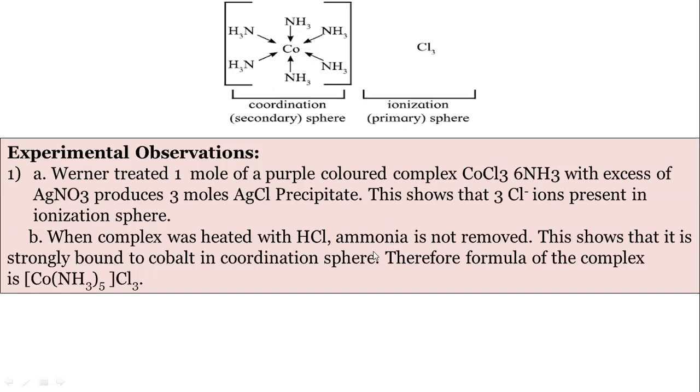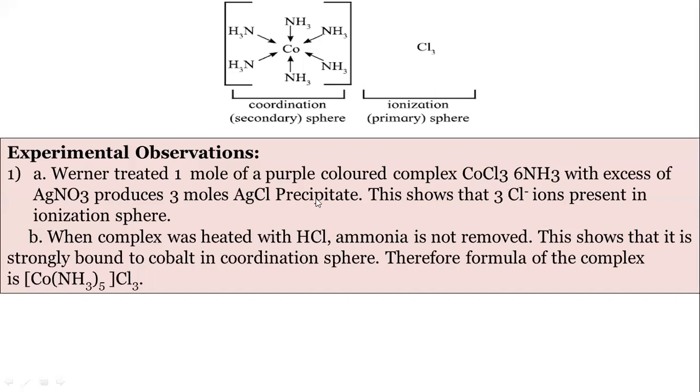So 100% this ammonia will be present in the coordination sphere. This shows that by using this combination of CoCl3 and 6NH3, all the 6 ammonia should be present in the coordination sphere, and these 3 chloride ions should be present outside the square bracket. How will you identify these 3 chlorines?